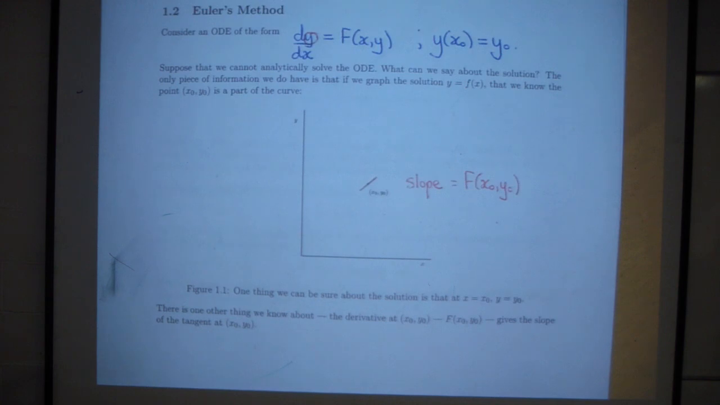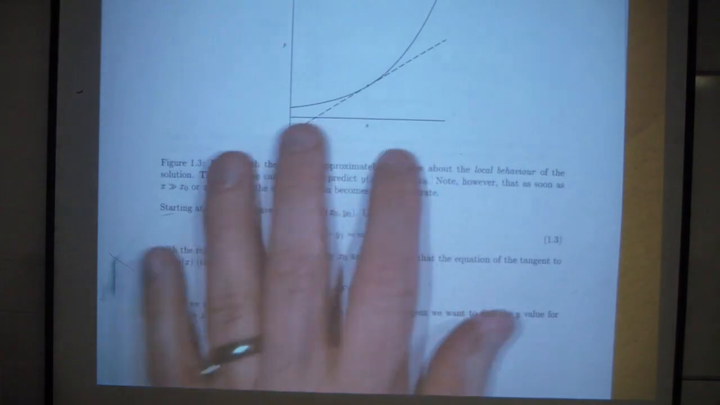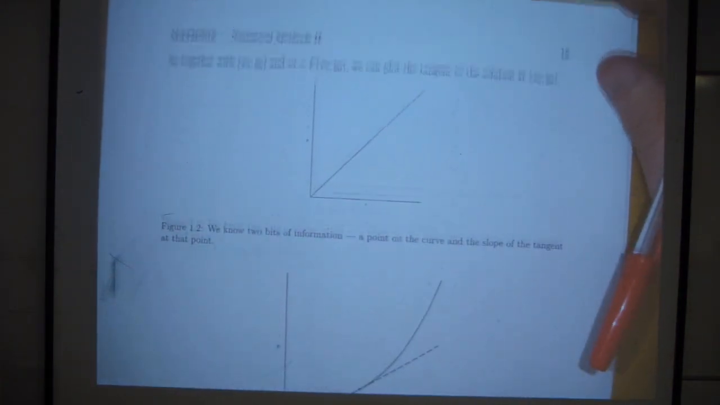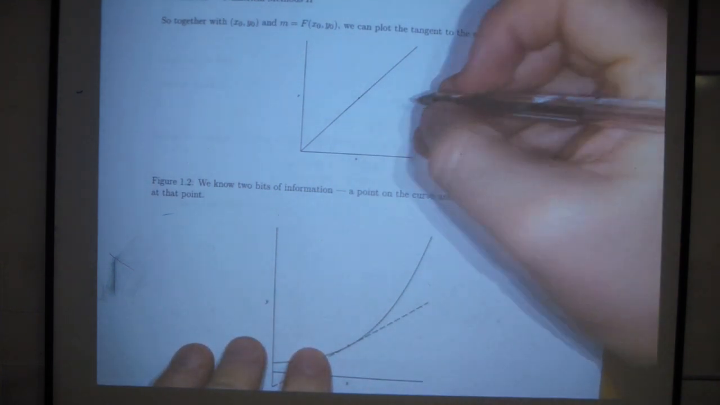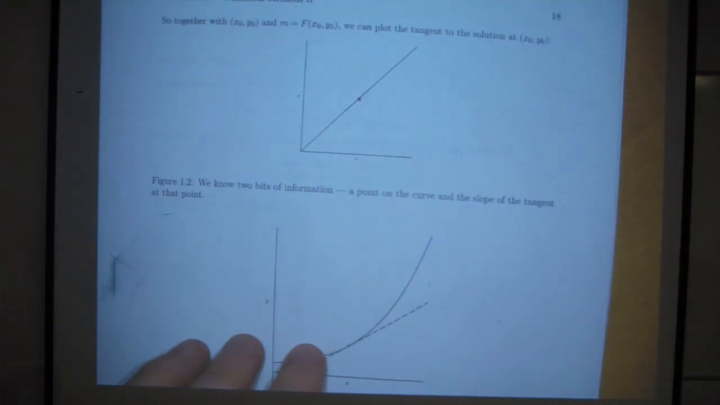Okay. So the differential equation, even if you can't solve it, gives two pieces of information. It gives a starting point and the slope at that point. Together with the point and the slope, you can plot the tangent to the solution there. So we know two bits of information: a point on the curve, that is here, and the slope of the tangent, and I'll draw on the tangent.